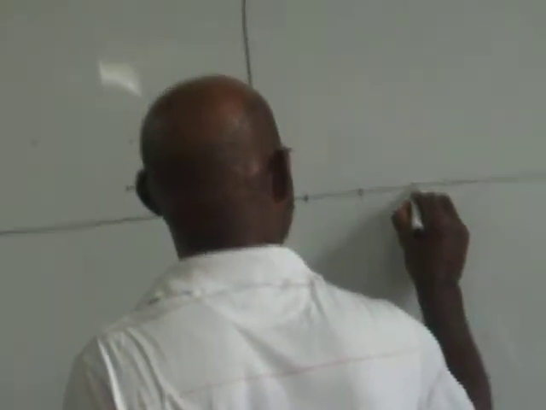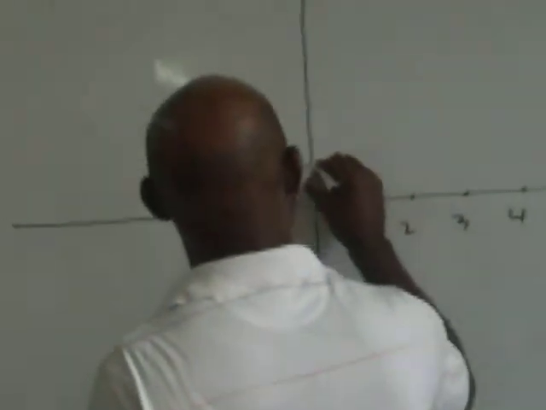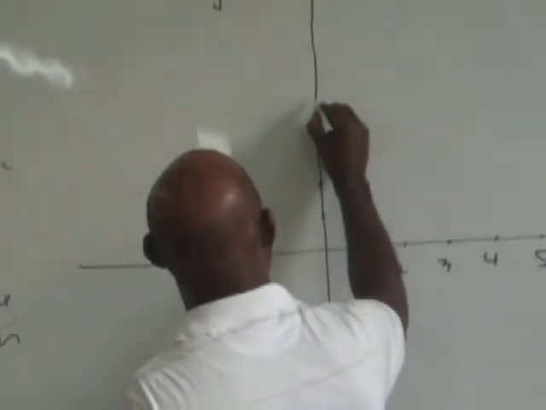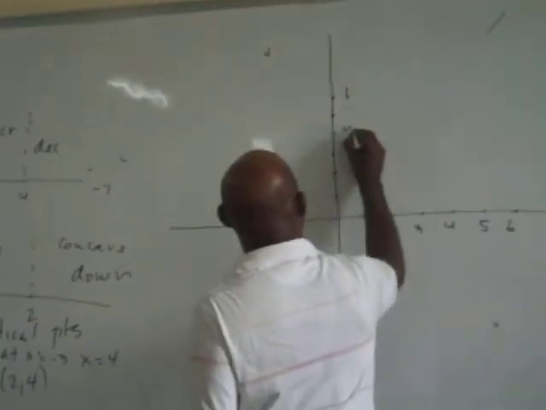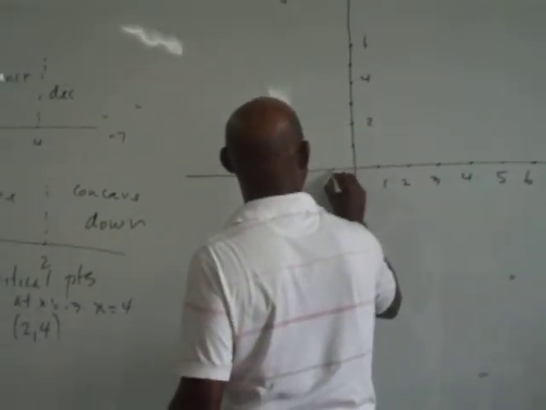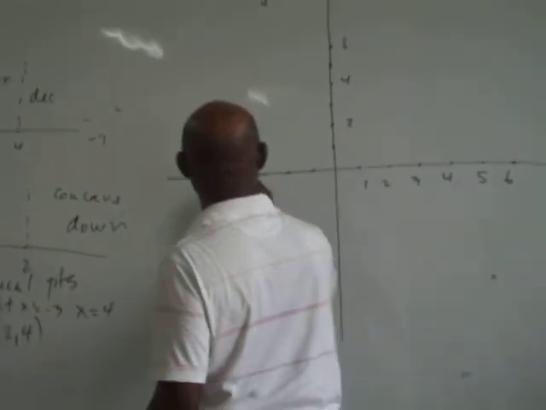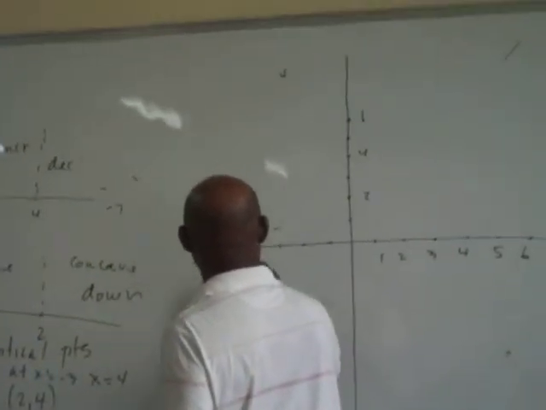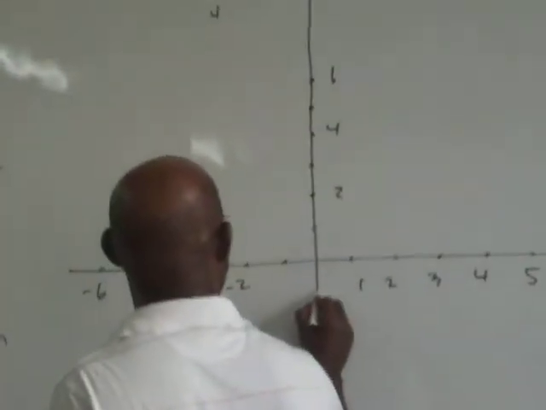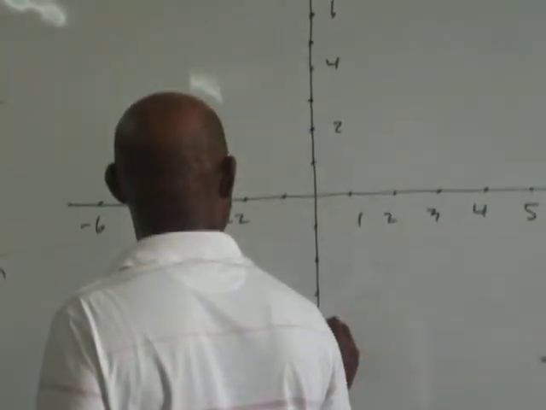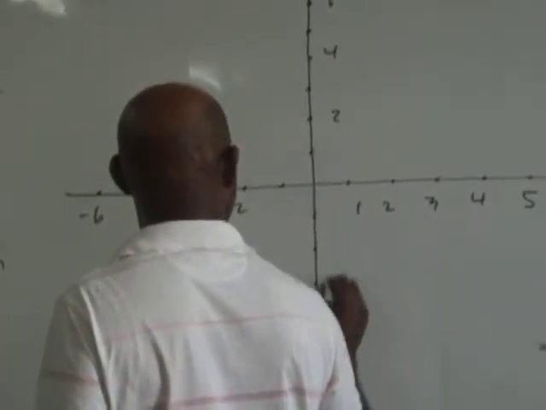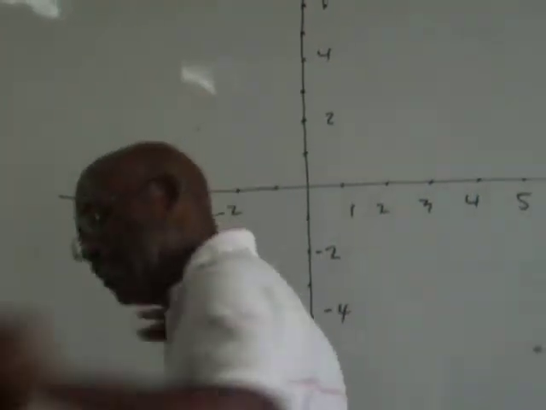One, two, three, four, five, six. What do you mean? One, two, three, four. One, two, three, four, five, six. One, two, three, four, five. Oh, 3 minutes of class now. Yes. Okay.